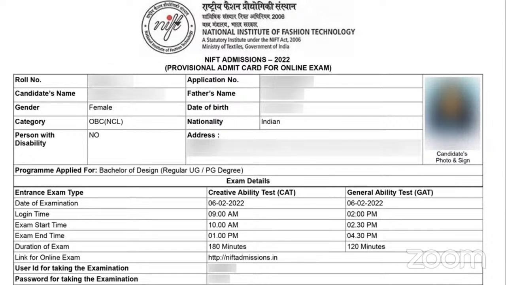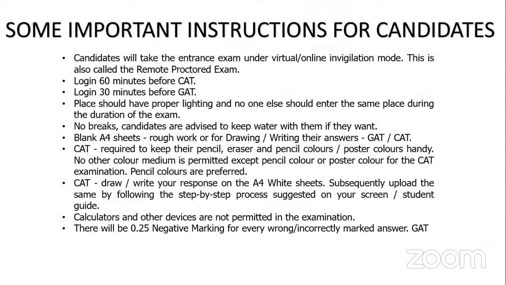For the GAT exam, you will have to log in by 2 o'clock. It will be from 2:30 to 4:30, for 2 hours. There are lots of instructions given. It's almost a 3-page long admit card, one of the longest admit cards that I've seen. So you will have to read through the instructions in a detailed manner, but we're just trying to break it down and simplify it a bit further so that you will get a bit more clarity.